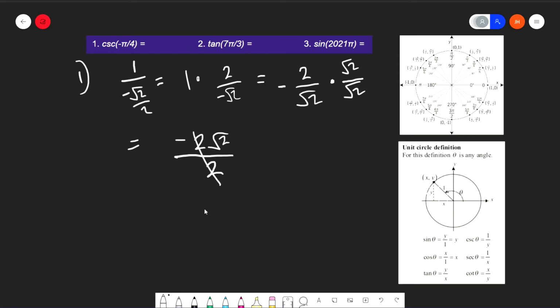The 2's will cancel here. Do you see that? And so I'm left with negative square root of 2 as my final answer. Pretty handy.